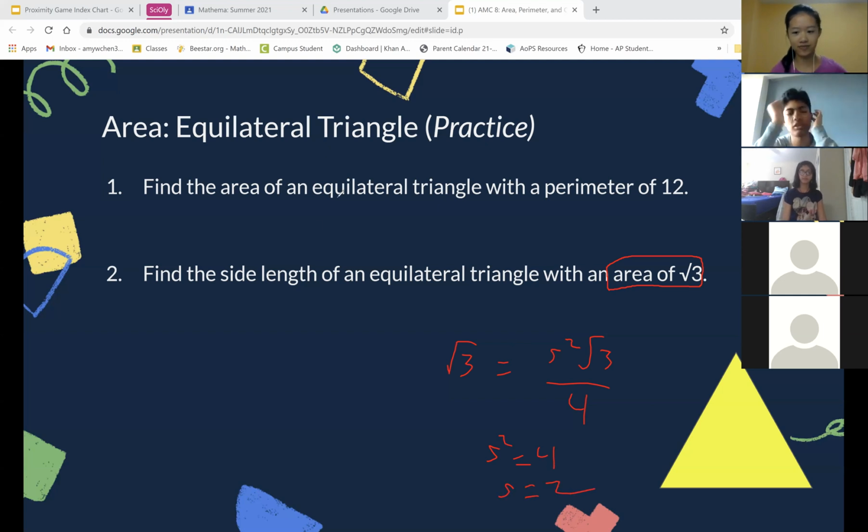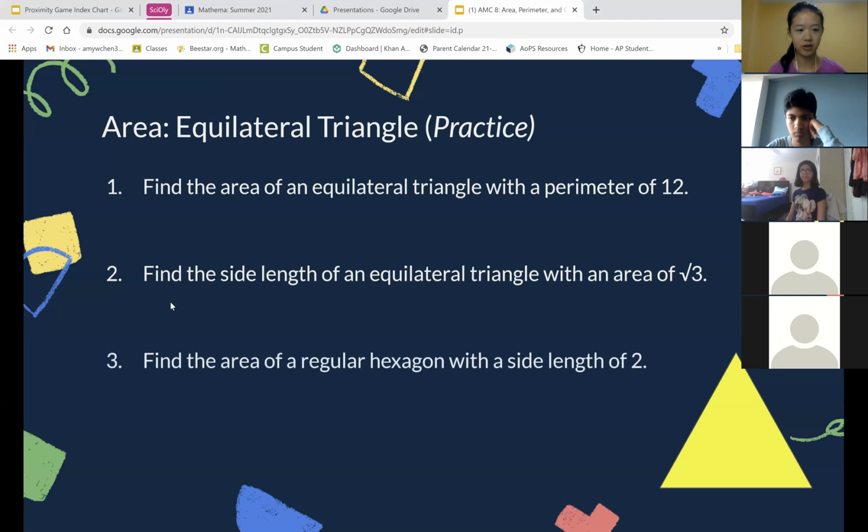Yeah, that's right. We just did algebra, so we just did 4 radical 3 equals side squared radical 3. So side squared equals 4, so side equals 2. Yep, nice.